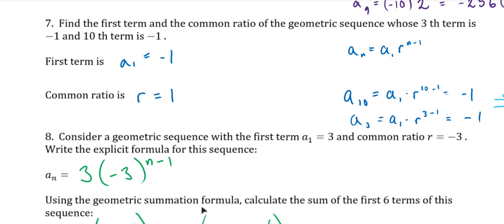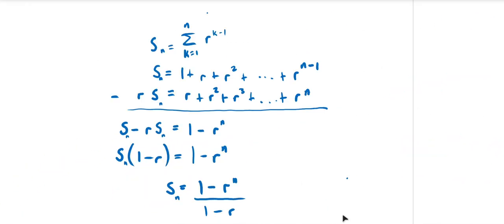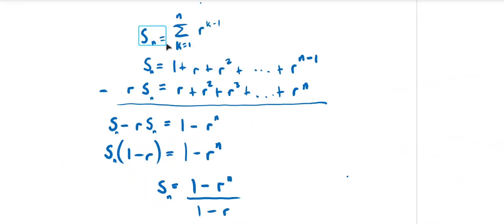Now, they ask for a summation formula, so let's actually take a look at that real quick. To start with, let's derive that formula. If I take a look at the sum of the first n terms, that's what we call s sub n. Let's take a look at the special case where a sub 1 is equal to 1. Now, in that case, the first n terms look like this. And if I multiply again by r on both sides, I would increase the exponent by 1 in each place.